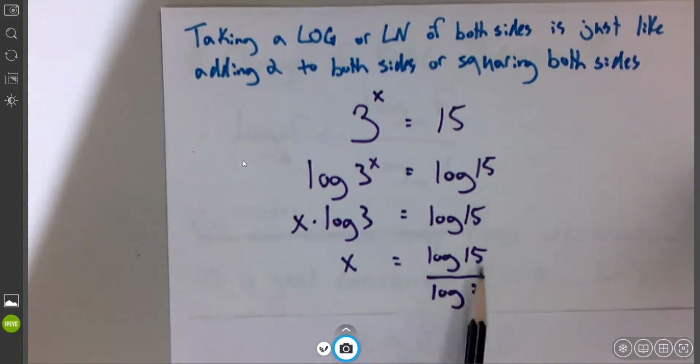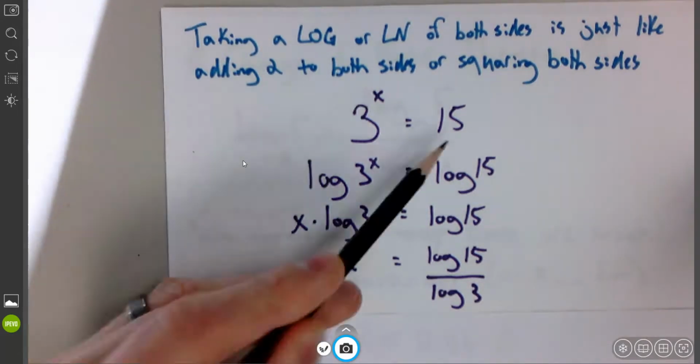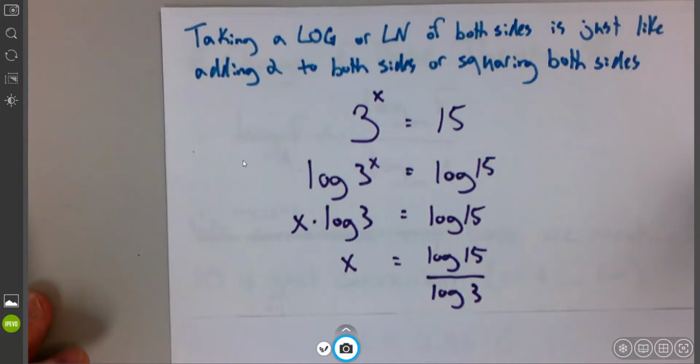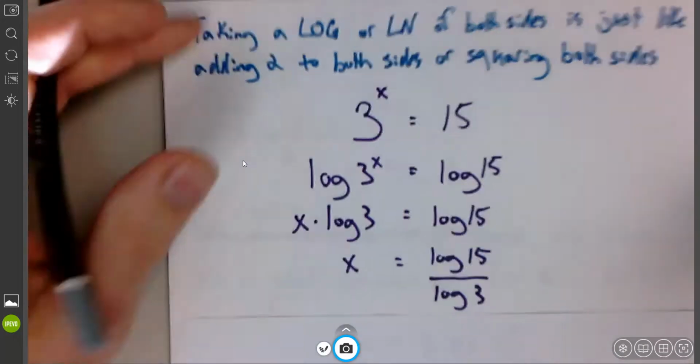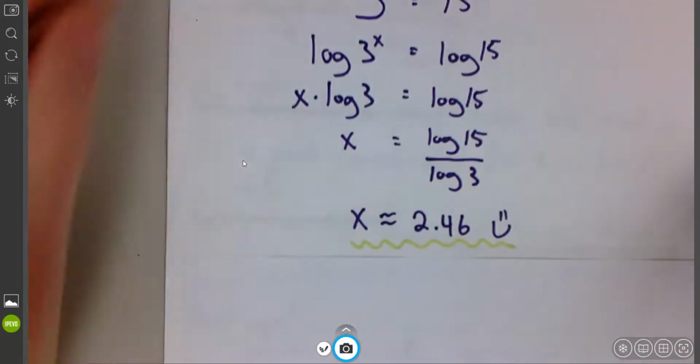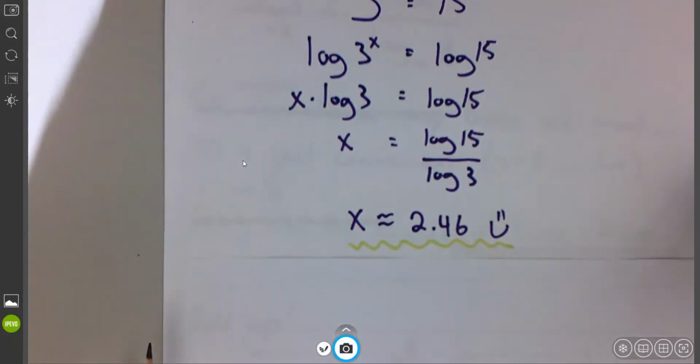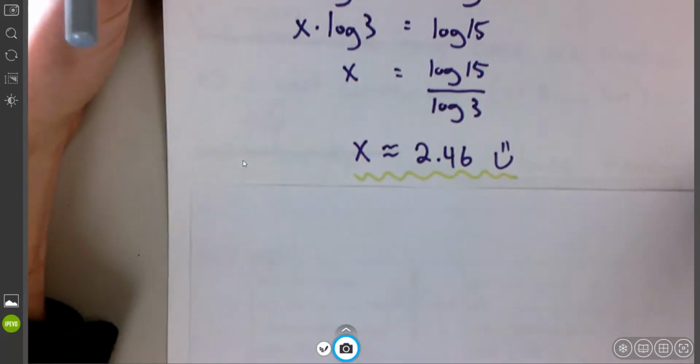And I can jam this in my calculator. I can just do log base 10 of 15, divided by log base 10 of 3, and I will get some decimal. 3 to what power equals 15? It's going to be an irrational number, but now we have a really close approximation with my calculator. It's about 2.46. Okay, so that's how we solve those types of problems, exponentials.